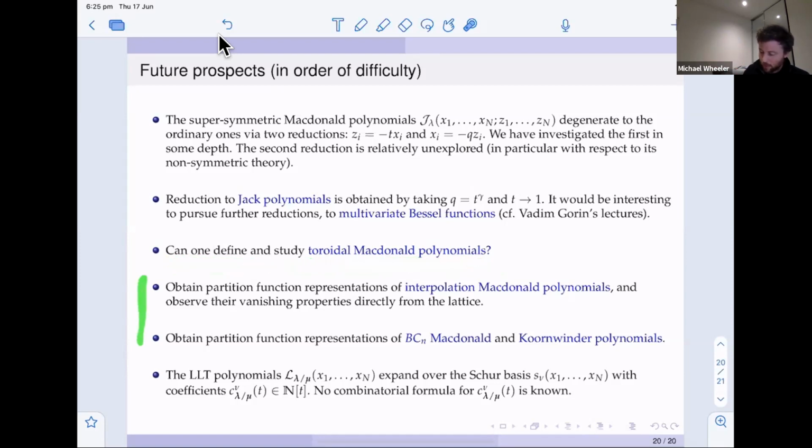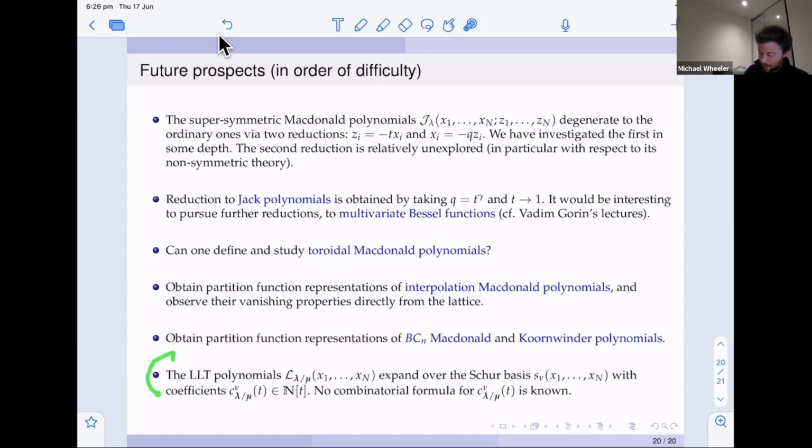So try to find partition function representations of, for example, interpolation Macdonald polynomials. These are objects that have vanishing properties that uniquely characterize them. And so it would be really nice to have a partition function representation where you could actually see the vanishing properties directly from the lattice. So this would be really cool. And some other problems that some of us in the audience have thought about for some time, not too much progress here, is to try and do this for other root systems. So I have nothing to say about that for the moment.